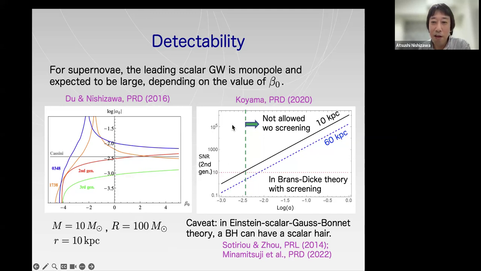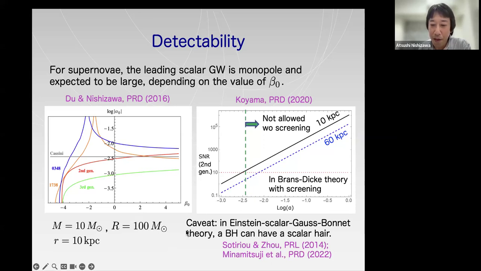And recently, Kazuya Koyama-san predicted an interesting case. In Brans-Dicke theory without screening, the scalar gravitational wave becomes very large, and it contradicts the observational constraint. So we cannot expect a significant SNR for scalar gravitational waves. But with the screening effect, a very large amplitude of scalar gravitational waves is still allowed. And if a supernova occurs in the nearby universe, we will see the scalar gravitational wave memory effect and constrain gravity theory very well.